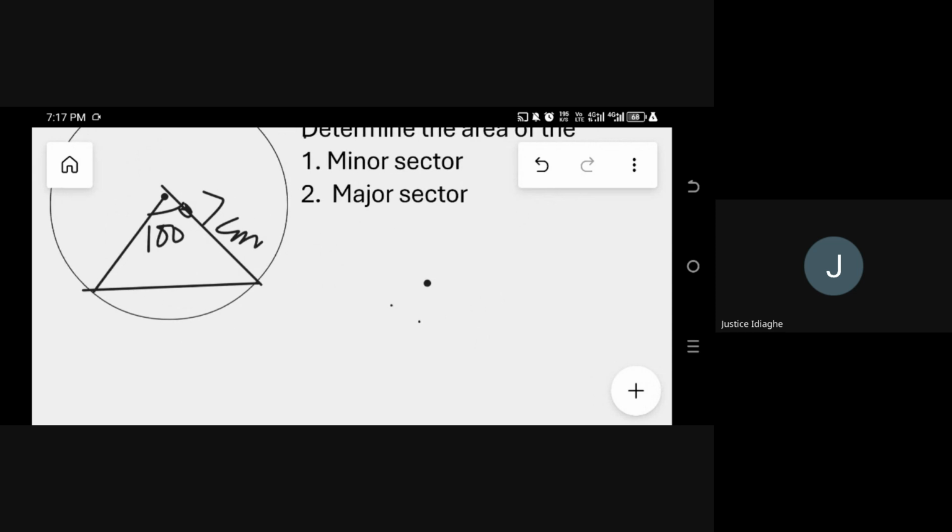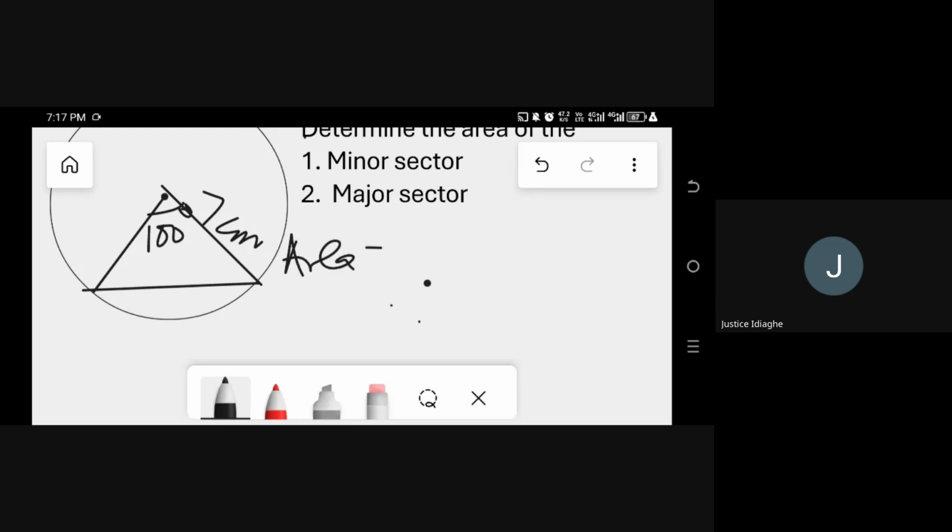For the minor sector, the area of the minor sector, we do know that the area is theta over 360 times pi radius square. It is always important that you write out the formula you would be using to solve a question. It is very important both for WAEC, GCSE, and the likes, because of your marking scheme. I can't recall if it was in this class I had advised you guys on how your marking scheme actually looks like.